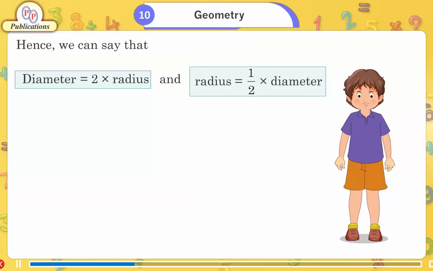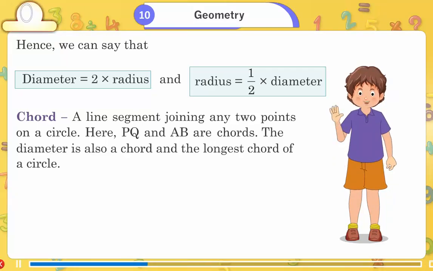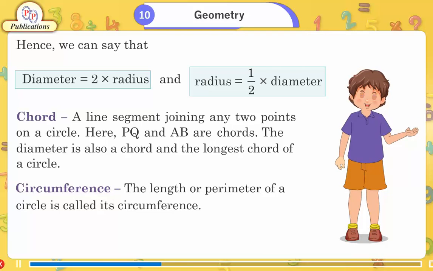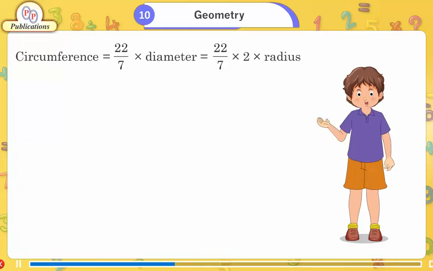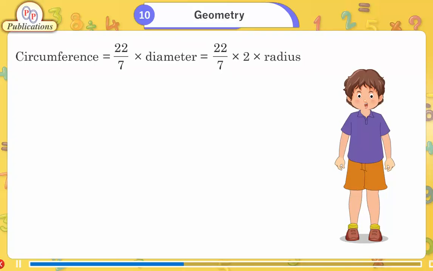Chord. A line segment joining any 2 points on a circle. Here, PQ and AB are chords. The diameter is also a chord and the longest chord of a circle. Circumference. The length or perimeter of a circle is called its circumference. Circumference is equal to 22 over 7 multiplied with diameter, which is equal to 22 over 7 multiplied with 2 multiplied with radius, where 22 over 7 is a constant.